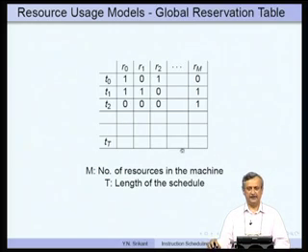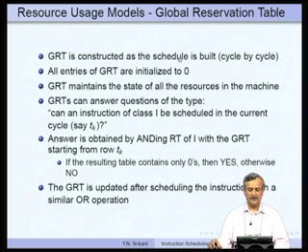So, from this we construct the global reservation table, which I have already shown you. There are time slots here and resources here, and it shows availability of various resources in the various time slots. So, the global reservation table is constructed as the schedule is built, which I have shown you just now.